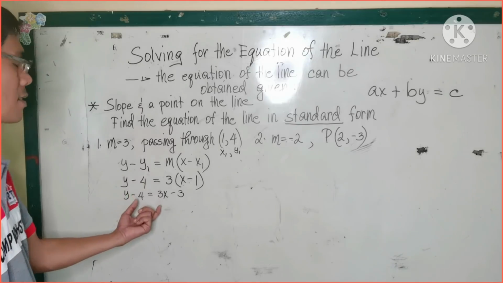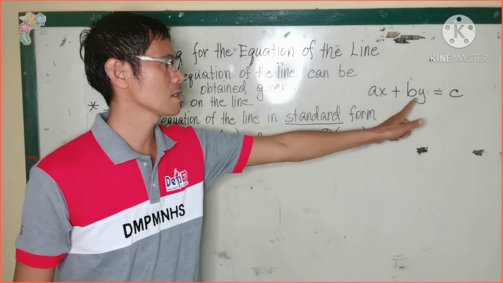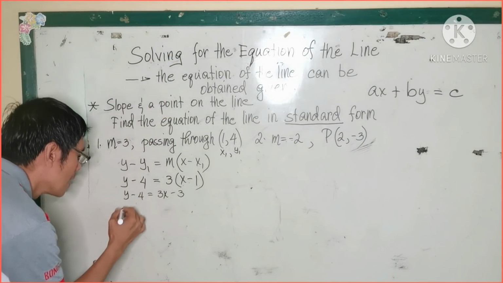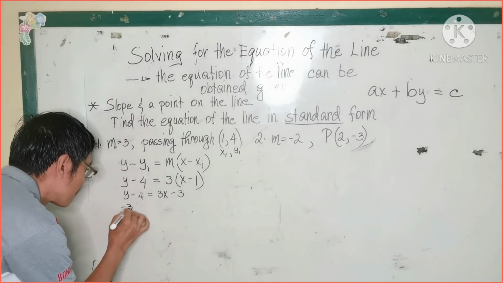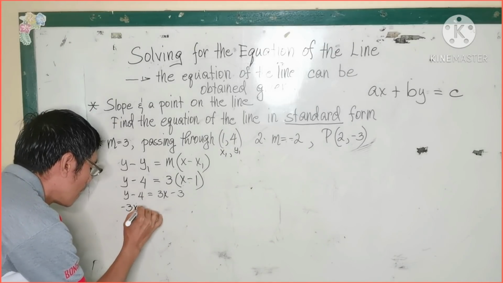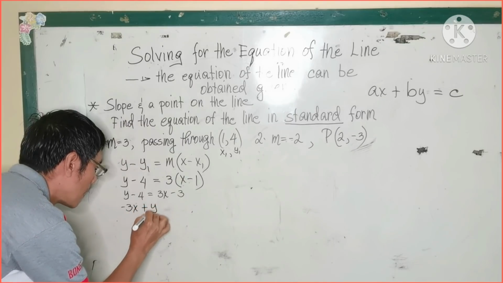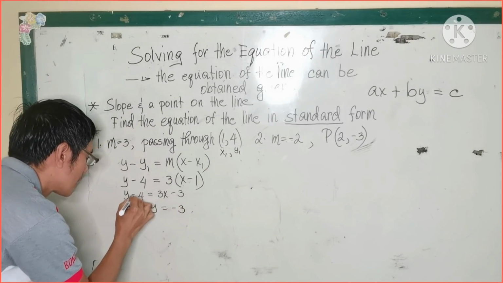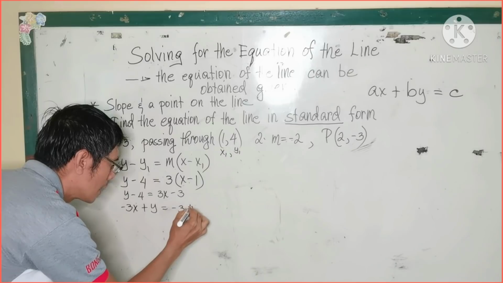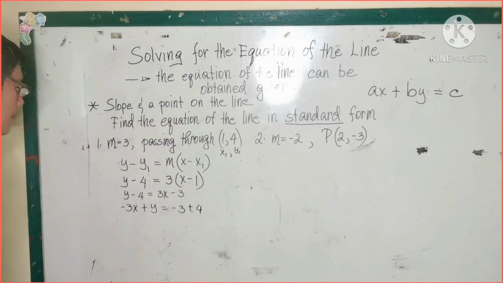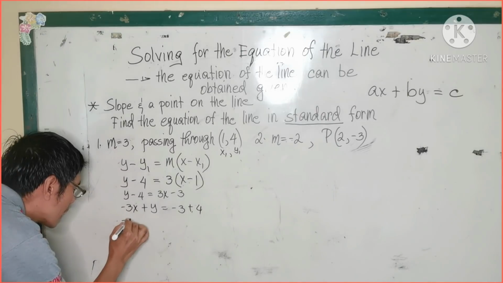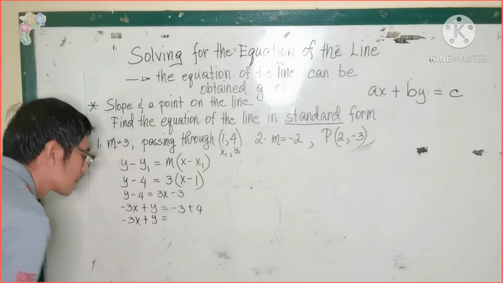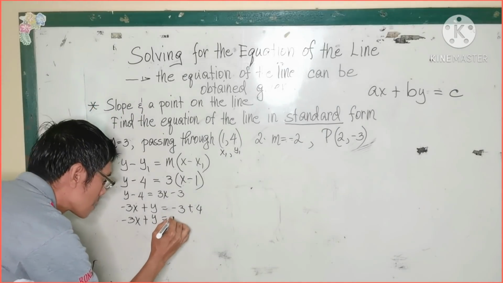Then we have to express it in terms of ax plus by equals c. So transposing this 3x to the left side, we have negative 3x. Then we have positive y equals, what remains here is negative 3. Transpose the negative 4, it becomes plus 4. Then we have negative 3x plus y equals negative 3 plus 4, which is 1.